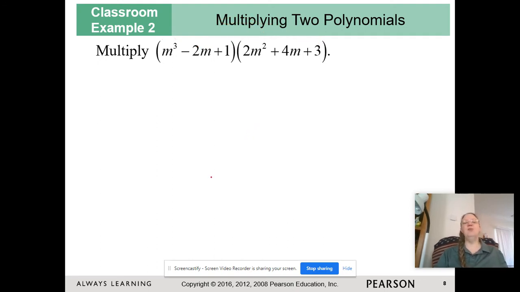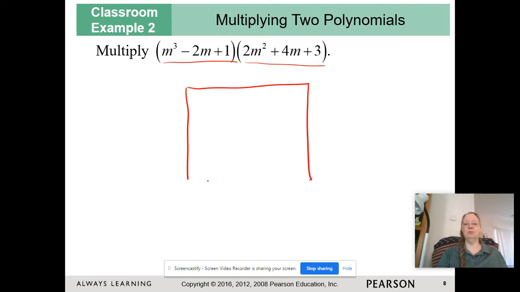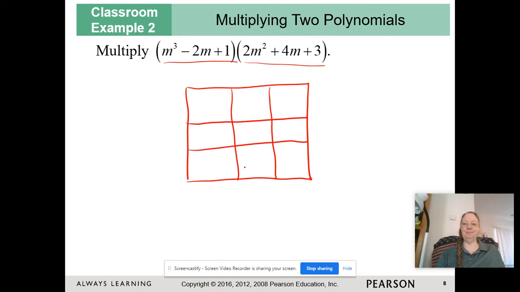So regardless of how we set it up, every term in this polynomial has to multiply every term in that polynomial. So I'm going to show you a way to set it up so that you don't forget to multiply some of the terms. So my favorite method for students to use, actually I use this method for myself when I want to multiply two trinomials together, I set up a box.